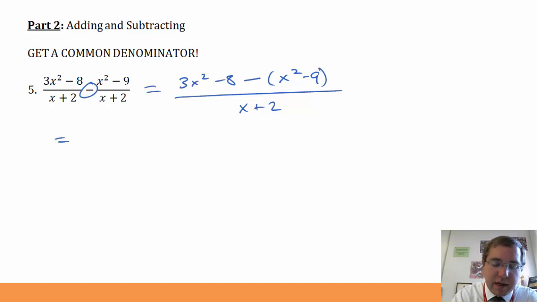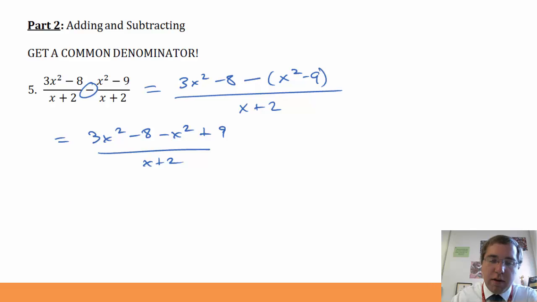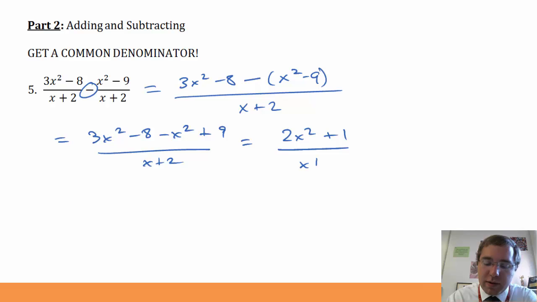Now let's simplify on the top. 3x squared minus 8 minus x squared plus 9, over x plus 2. And now we simplify the numerator. 3x squared minus x squared is 2x squared. Negative 8 plus 9 is plus 1, so 2x squared plus 1 over x plus 2.